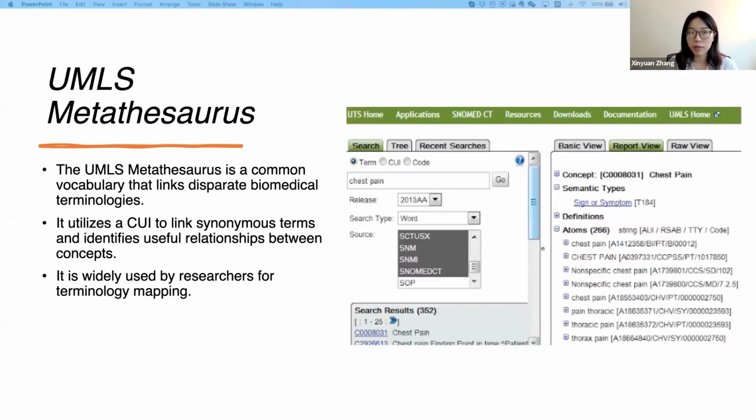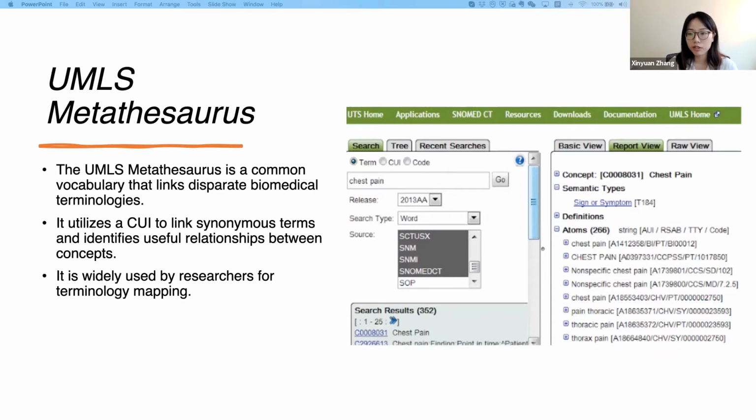Then I want to talk about the two data sources that we use. One is UMLS. The UMLS is a common vocabulary that links different biomedical terminologies, and it uses an ID named CUI, which we just call CUI, to link synonymous terms, identify useful relationships between concepts, and preserve the meaning, concept names, and relationships from each vocabulary set.